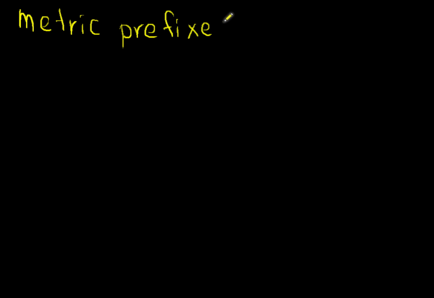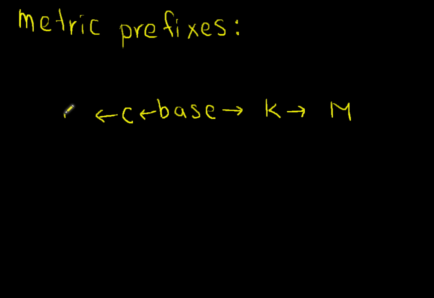Now, in physics, we use the metric system. And to use the metric system properly, you need to know the metric prefixes. I'm going to give you a couple here. In the center is the base. The base gets larger with K and M, which is kilo and mega. It gets smaller with centi, milli, and micro: C, M, and the Greek letter mu.